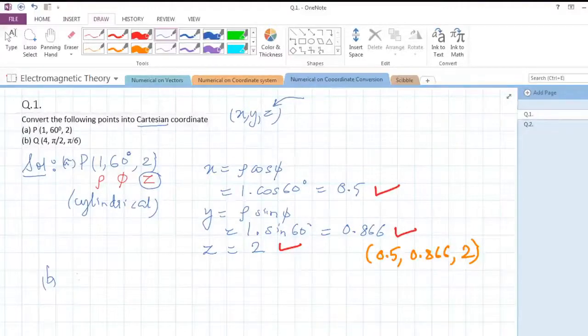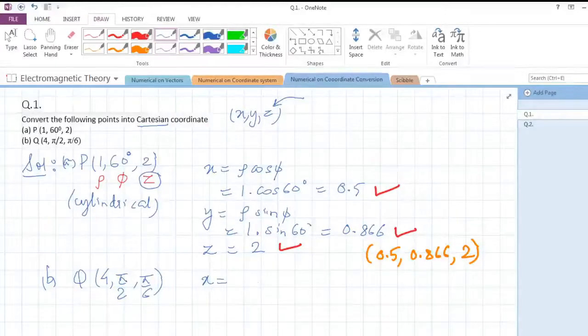In the B part, the point given is 4, pi by 2, pi by 6. The pi by 2 and pi by 6 are given in radians. You can convert them into degrees if you are not comfortable with radians. But if you have a calculator with a radian mode, you can also directly solve in radians. Always remember that your calculator should be in radian mode if you are using the angles as pi by 2 and pi by 6. Again, our answer would be in the form of x, y, z.